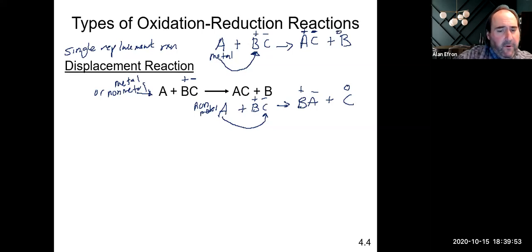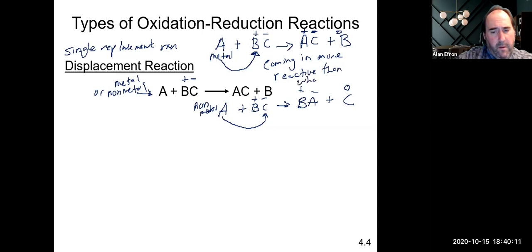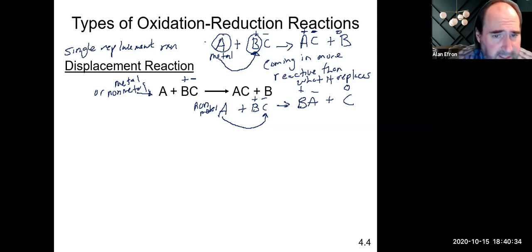As we've talked about before, in order for this reaction to take place, whatever is coming in has to be more reactive than what is being replaced. So in this case, if this reaction takes place, that would mean that A is more reactive than B. If we did this and this reaction did not take place, that means that A would be less reactive than B. So again, whatever is coming in technically needs to be more reactive than what is being replaced.